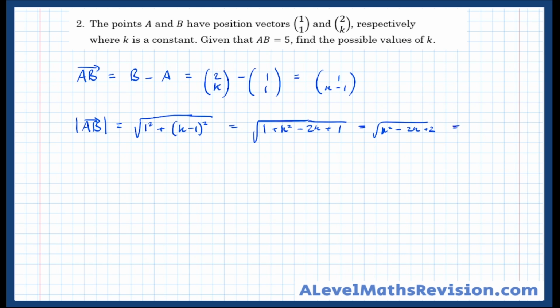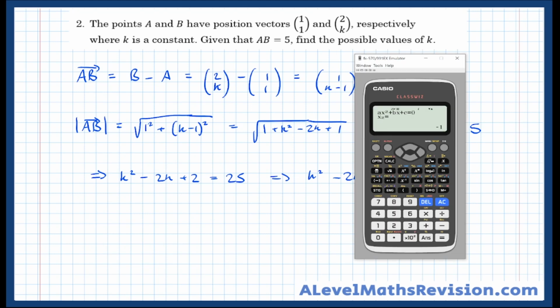And we're told that that's equal to 5 in the question. So now we've got something we can solve to work out what k is. If I square both sides now, I get k squared minus 2k plus 2 equals 25, which then means that k squared minus 2k minus 23 equals 0.